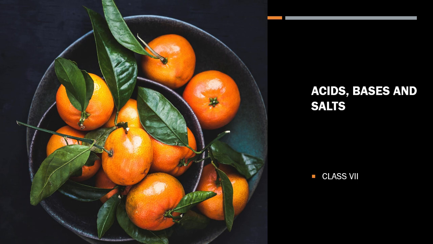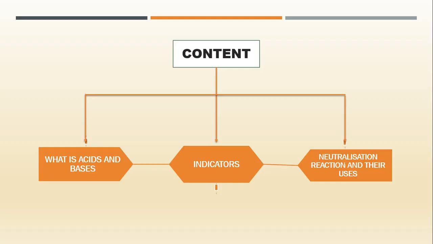So, as we have completed the chapter Fibre to Fabric, today we are going to start a new chapter, that is Acid, Base, and Salt. This is the first time you are coming across these words: acid, base, and salt. What are these, and what are we going to study? In this chapter, we are going to study what acids and bases are, indicators, neutralization reactions, and their uses. So let's see what those are.